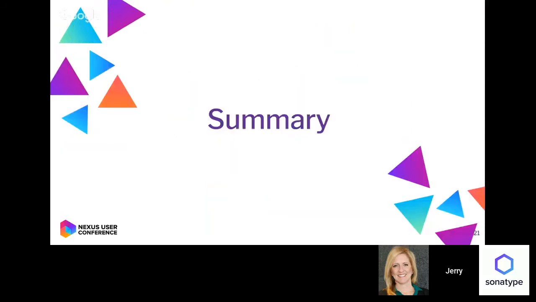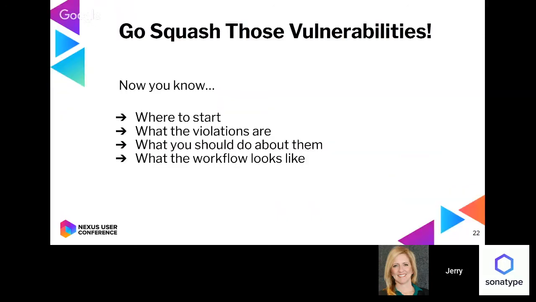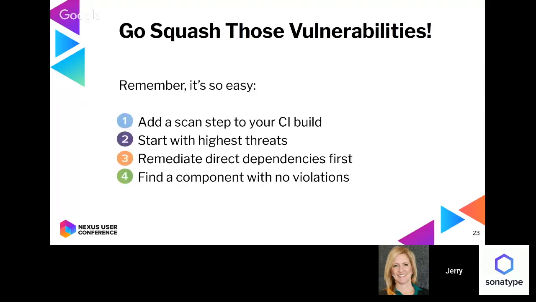Well, thanks, Jerry. You showed us how to squash those vulnerabilities. Appreciate that. You walked us through the process of now we know where to start, what the violations are, what we should do about them, and what the workflow looks like. So to sum up Jerry's 4 tips, those are listed here. So you're ready to go squash your vulnerabilities. You can add a scan step to your CI build. Start with the highest threats first. Remediate direct dependencies first. And find a component with no violations.